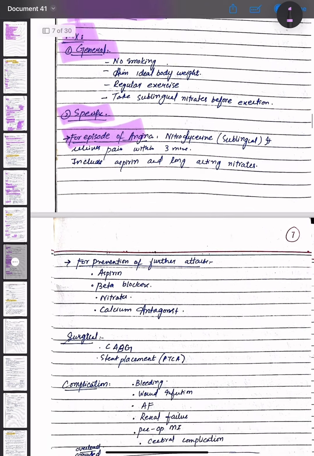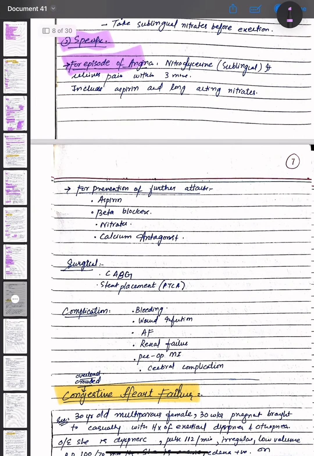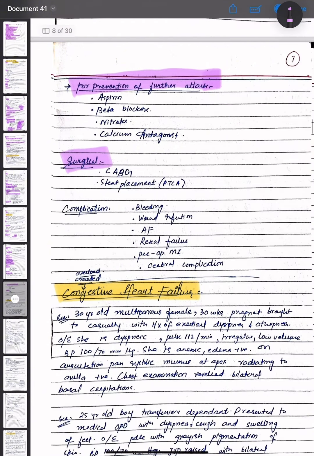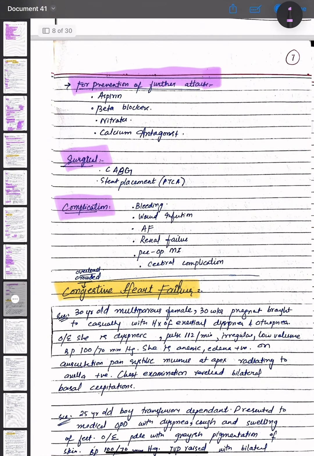Then for prevention of further attacks, aspirin is given. Beta blocker is used. Nitrates and calcium antagonist are used. The surgical procedures are CABG and stent placement. The complications of stable angina are bleeding, wound infection, atrial fibrillation, renal failure, pre-op MI, and cerebral complication.